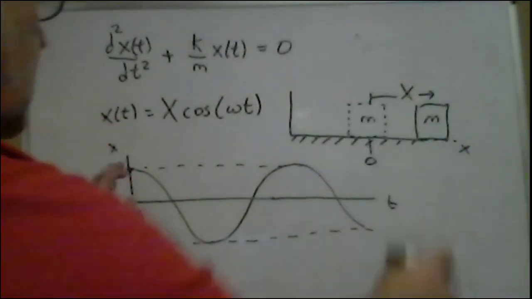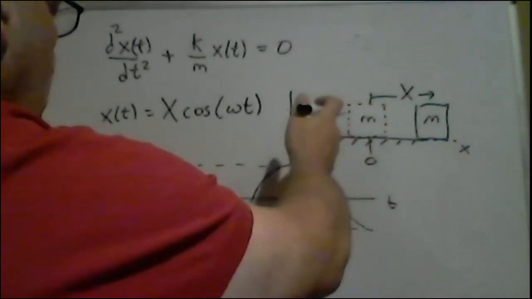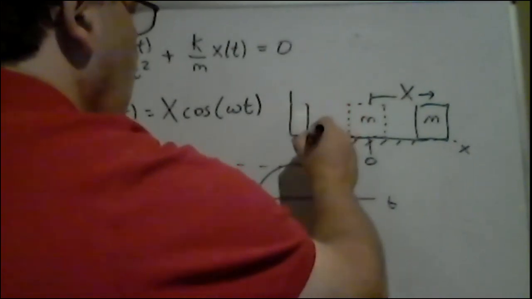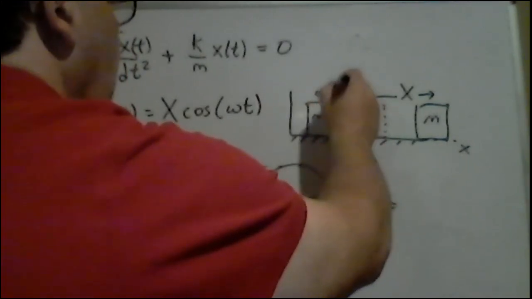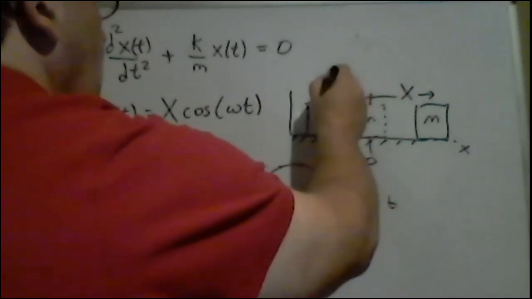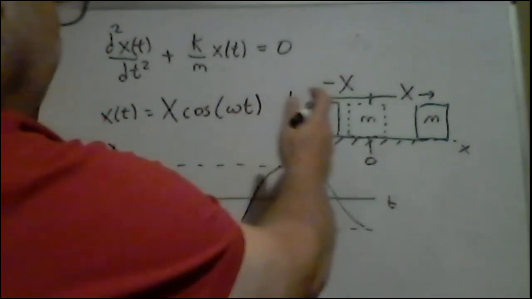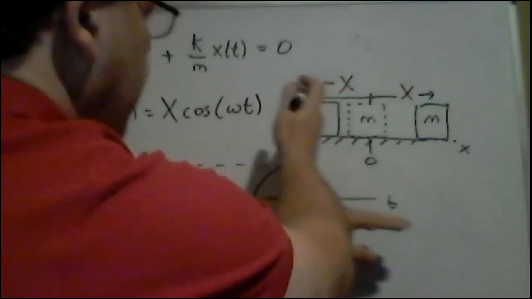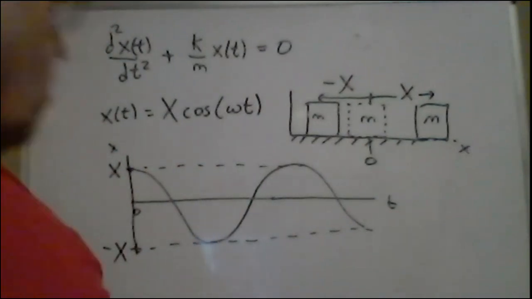I let it go. What's it going to do? It's going to go down to 0. Then it's going to go through 0 and go all the way to negative capital X, comes back through 0, back to positive capital X, back through 0, back to negative capital X, back and forth, back and forth, forever.